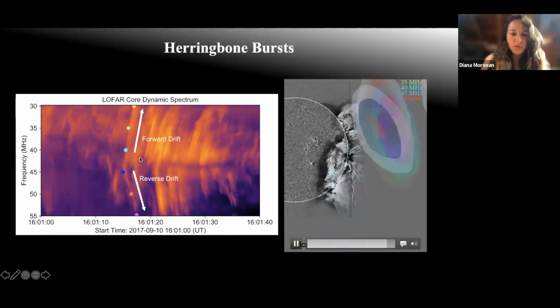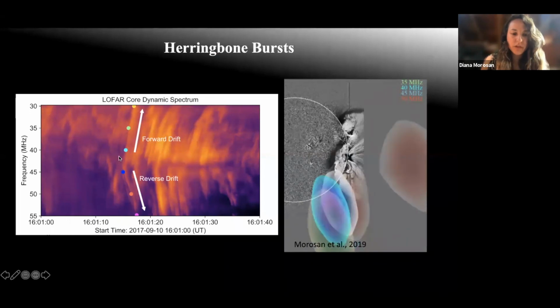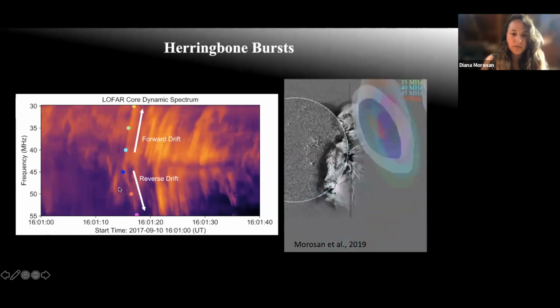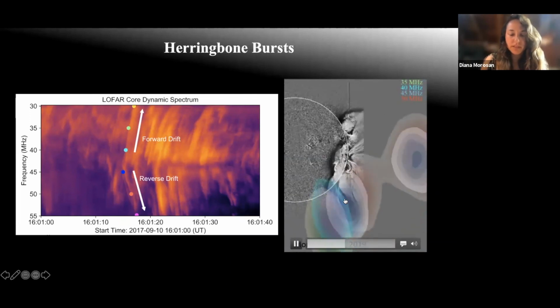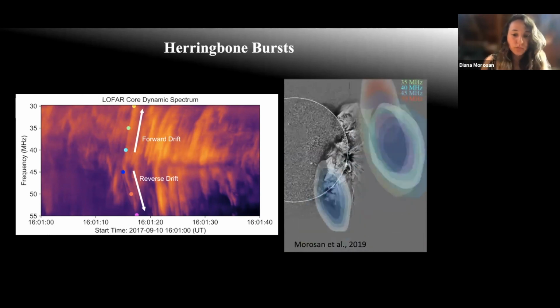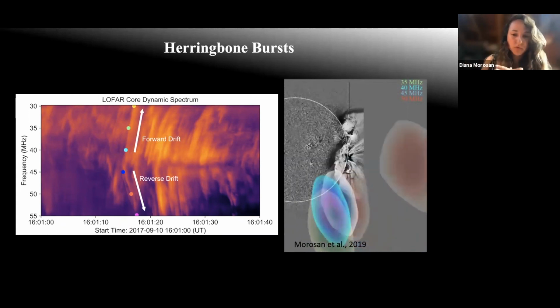So with LOFAR, we can zoom in on dynamic spectra and resolve the really fine structure of these radio bursts. This is about 10 seconds of data. These are quite short, quite narrow band, and we can image them and see where they originate from. So LOFAR really is capable of looking into more and more detail of what happens to radio bursts.